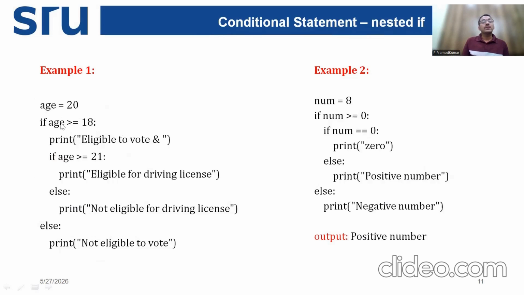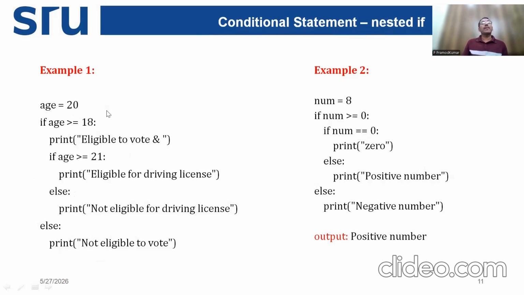So once the age is 20, he is eligible to vote. Then age is greater than or equal to 21. As this becomes false, he is not eligible to apply for a driving license, so it simply says not eligible for driving license. So in this case, it prints eligible to vote, not eligible for driving license.